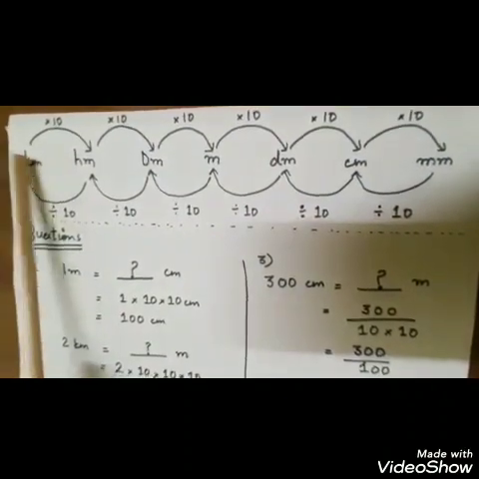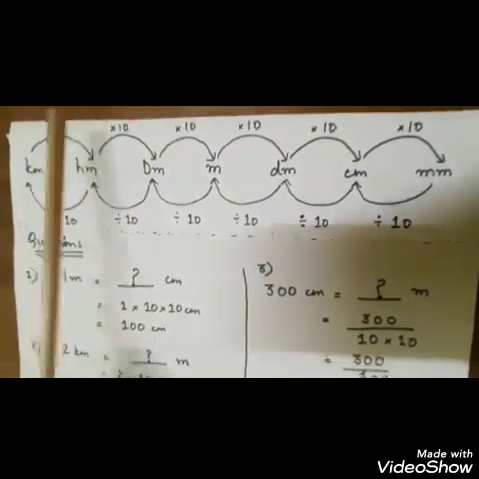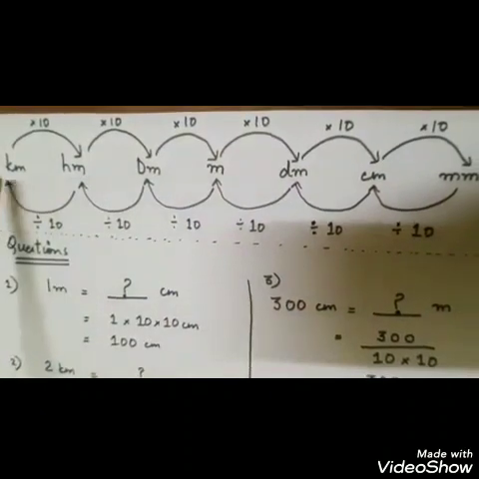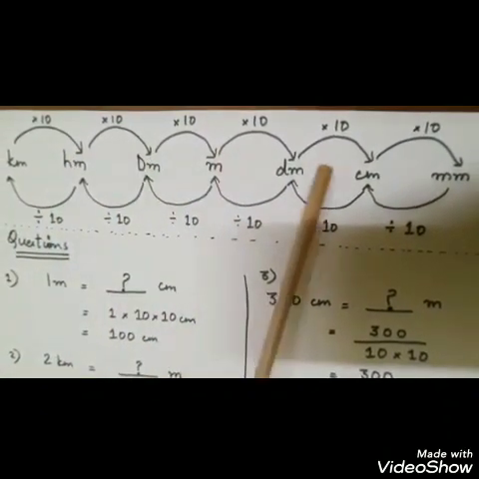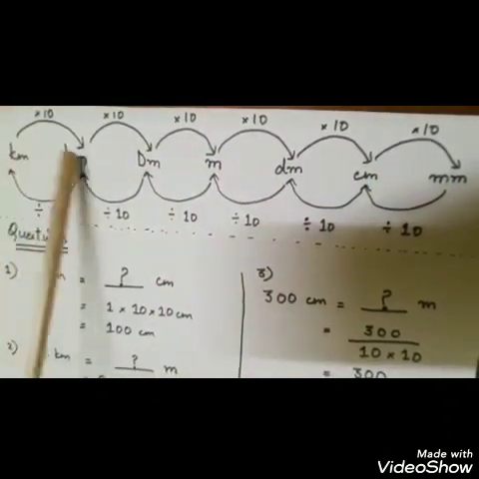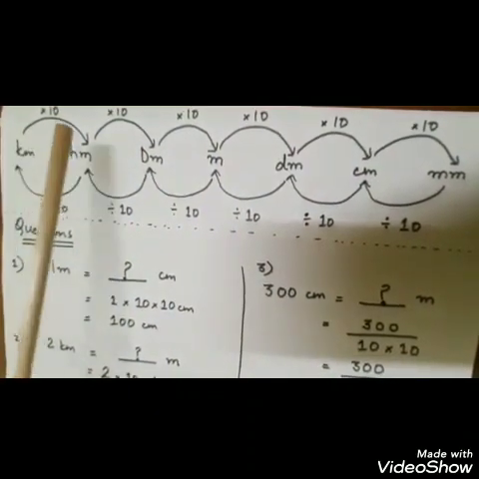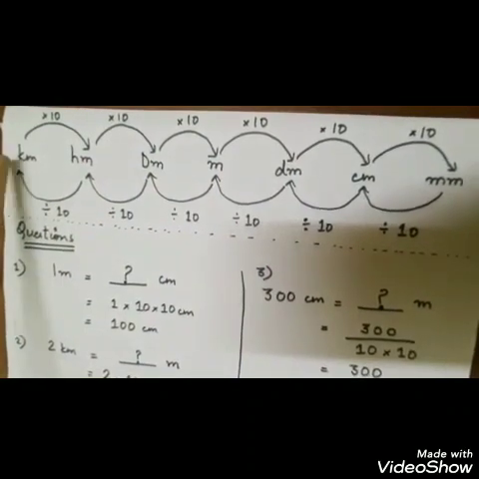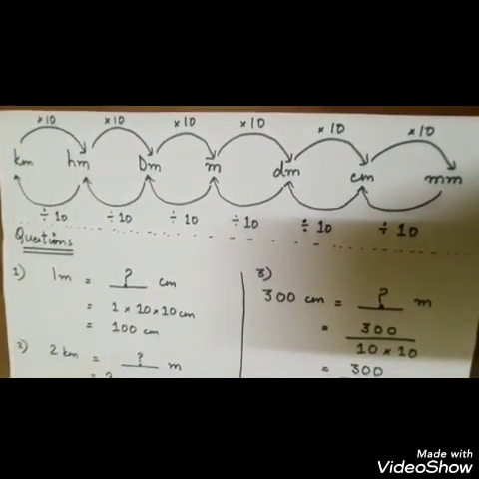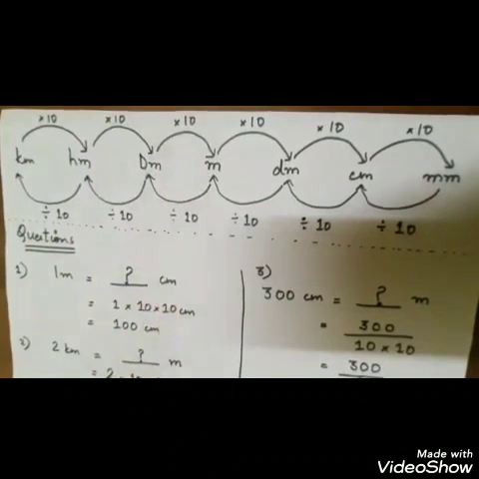As we move from big unit to small unit, we multiply by 10. Now you see in this table, the relation between each gap is 10 units. So as we move from big unit to small unit, that is whenever we have to convert a big unit into a smaller unit, we will multiply by 10.